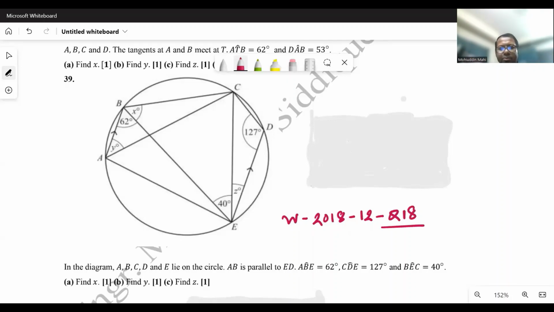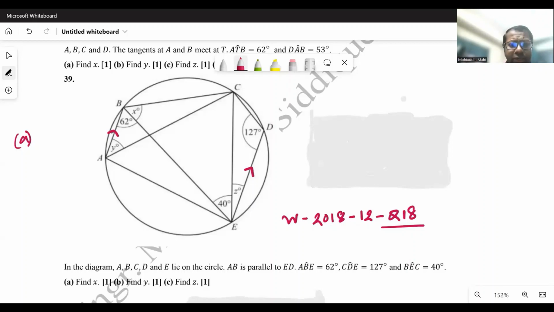So look at the question in the diagram, A, B, C, D, E, all these points are lying on the circle, on the circumference of the circle. AB is parallel to CD. It is already given. These two lines are parallel. Some of the angles are given and some of the angles are unknown. We have to find those angles. So first, question A, we need to find out the value of X.